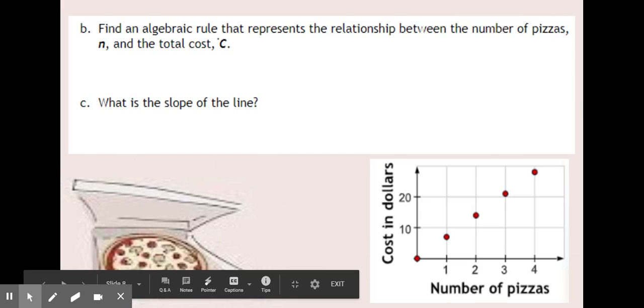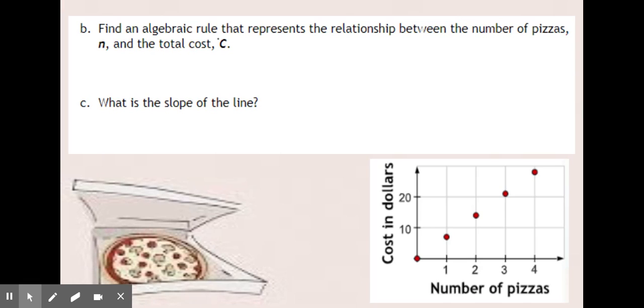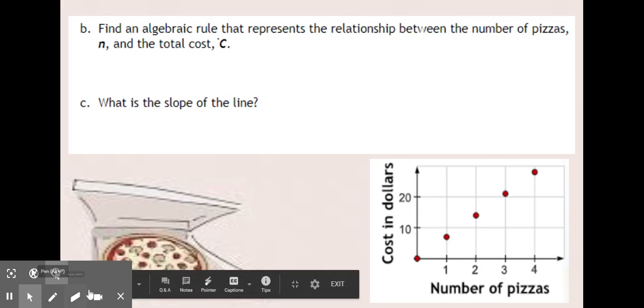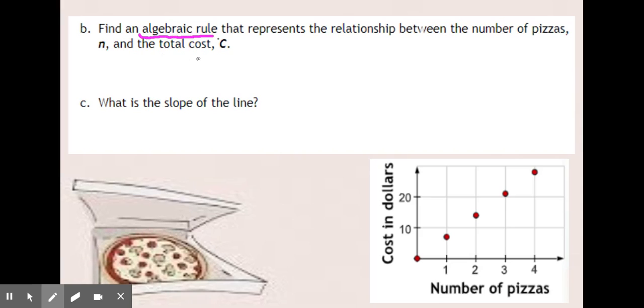But now I noticed in my question that they have asked us to use different variables, because our question says find the algebraic rule and we just found the algebraic rule. We found out that the algebraic rule is y equals 7x. That's the rule that represents the relationship between the pizzas and the cost. But now they tell us that they want us to use n for the number of pizzas. So I have to change my rule around a little bit to put an n in there.